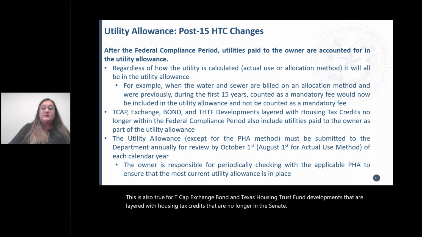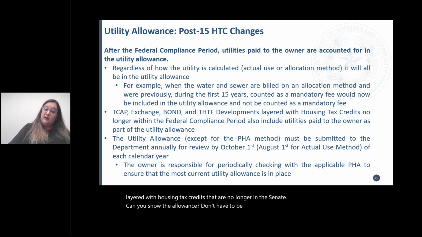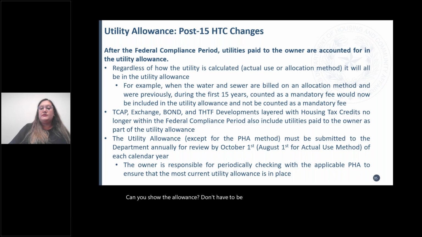The utility allowance still has to be submitted by October 1st or August 1st for actual use method. And the owner is responsible for periodically checking with the applicable PHA to ensure that the most current utility allowance is in place if that's the methodology used.